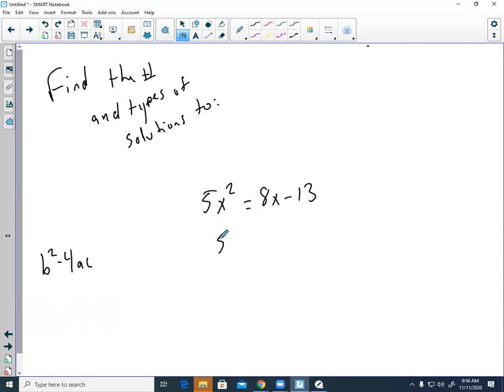So I'm going to rewrite this as 5x squared minus 8x plus 13 equals 0, just so I don't mess up my a's and b's and c's. This is my a, this is b, this is c. So I know that I'm going to plug b in here. So negative 8 squared minus 4 times a times c.